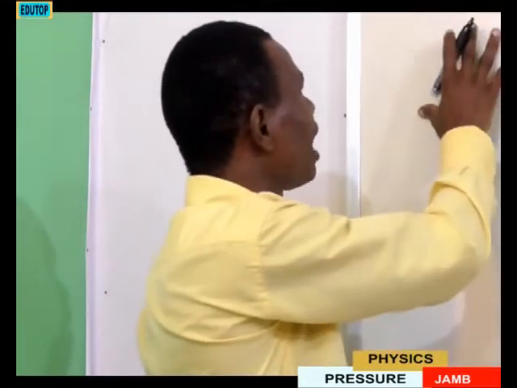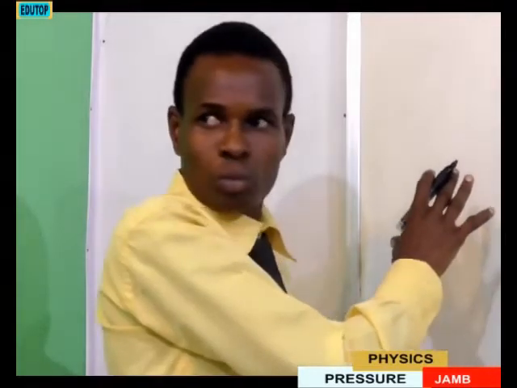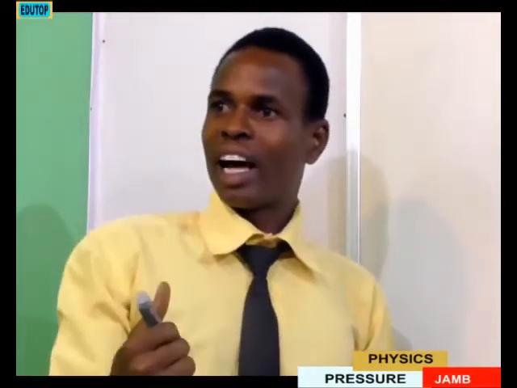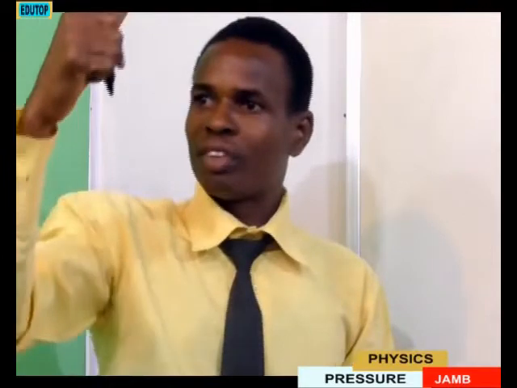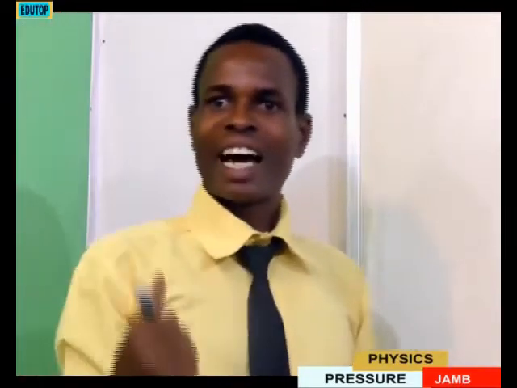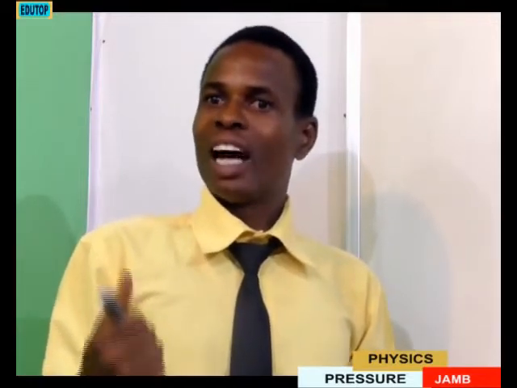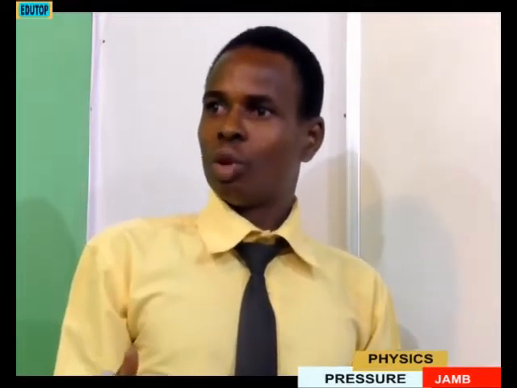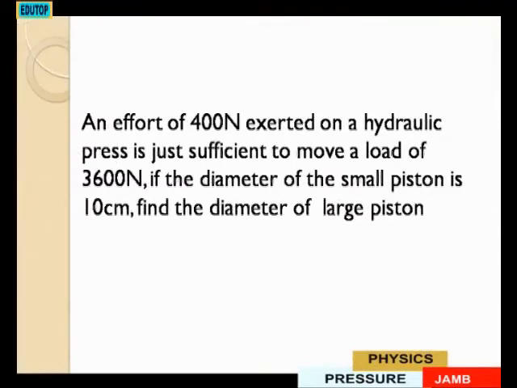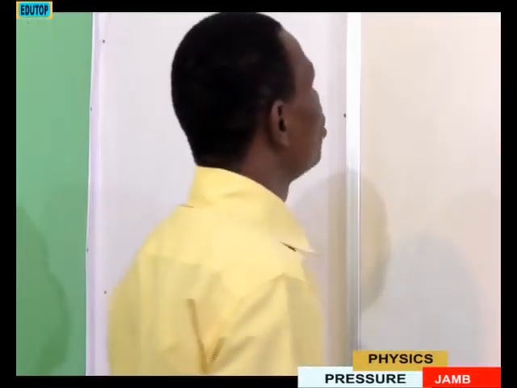Okay? By the time they apply the force or the effort at the side where we have the smaller cylinder, they apply it on the piston, and the force applied is 400 Newton. Then that moves a load of 3,600 at the other side of the cylinder, the one with the larger piston. So we are given the diameter of the smaller piston to be 10 centimeters. What will now be the diameter of the large piston?